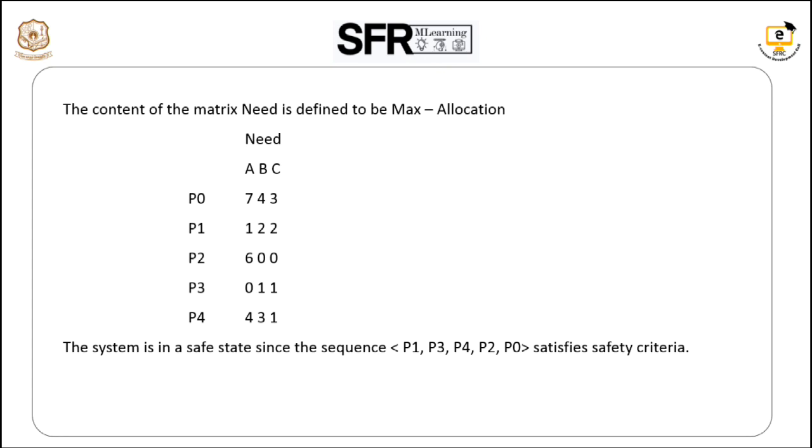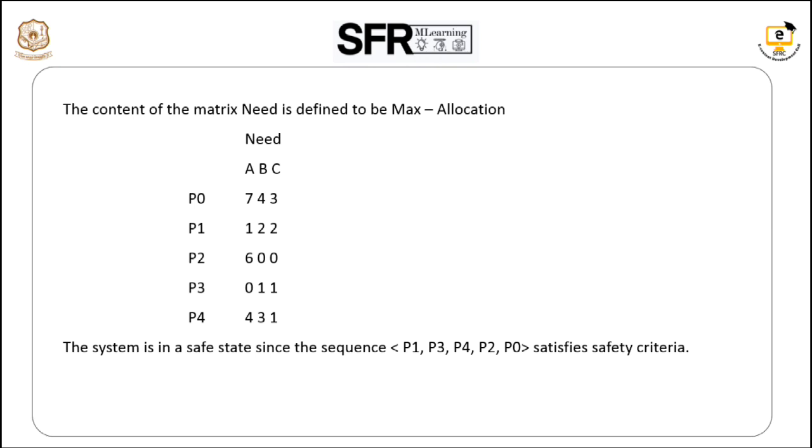Now we are going to find out the total allocation using the allocation plus request formula. A has 7, B has 2, C has 5. So the total allocation is 7 2 5. Now we are going to find out the available by the formula of total minus allocation. A has the value 3, B has the value 3, C has the value 2. So the available value is 3, 3, 2.